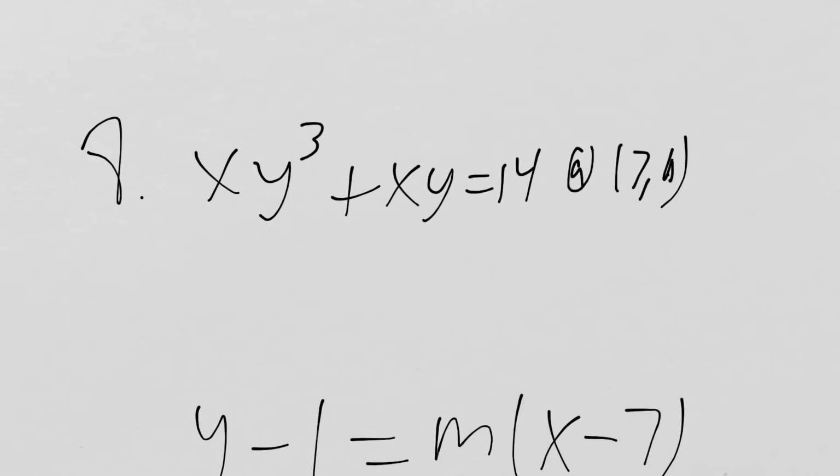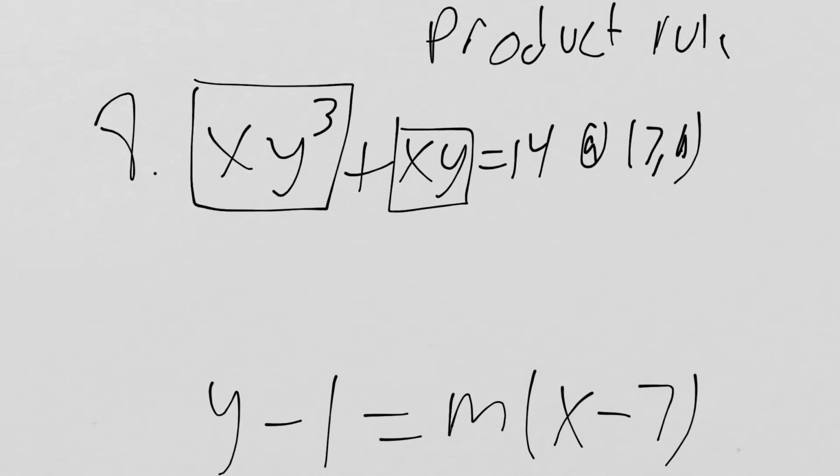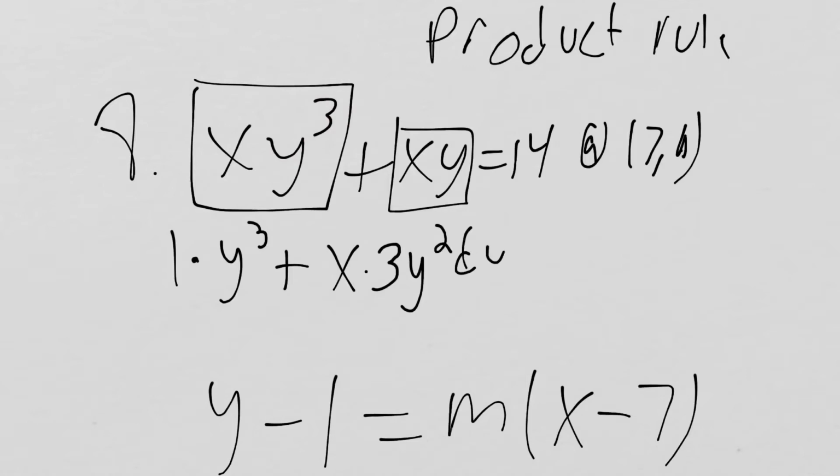Okay, so I have a product of x times y cubed and a product of x times y, which means I have to use my product rule when I take my derivatives. So the derivative of x times y cubed, we're going to take a derivative of x, which is 1, and then we're going to leave y cubed alone. Plus we're going to leave x alone, multiply by the derivative of y cubed, which is going to be 3y squared. Because I've now taken the derivative of a function of y, I am going to do my chain rule, dy/dx. So that's the derivative of this first piece.